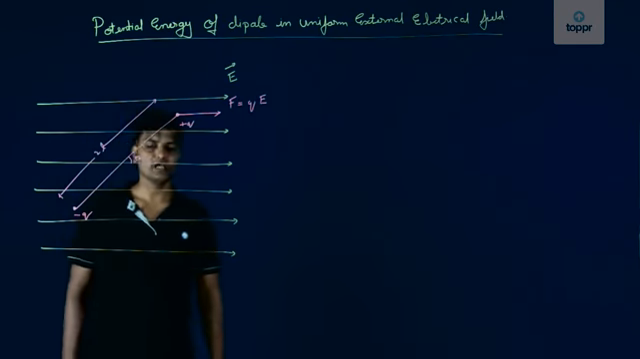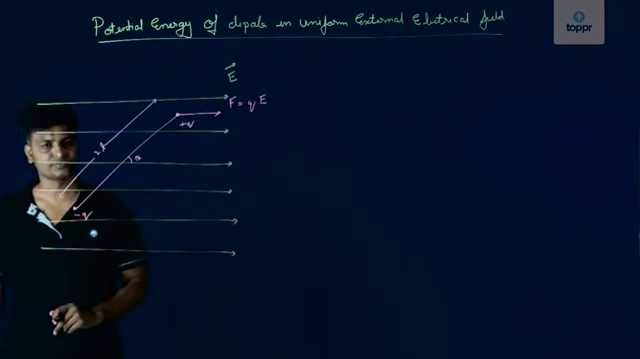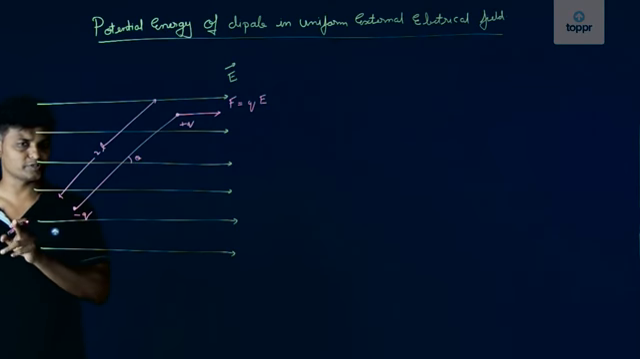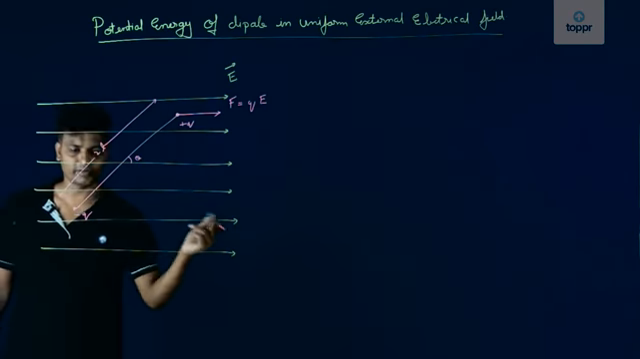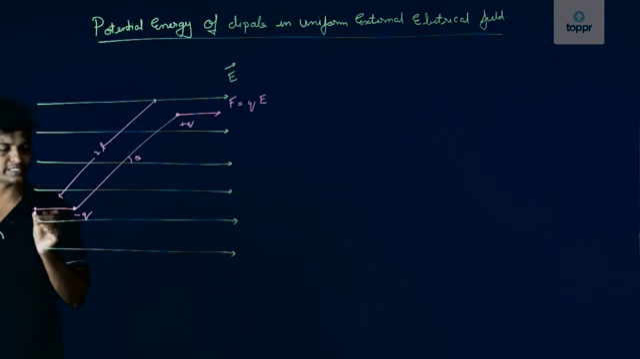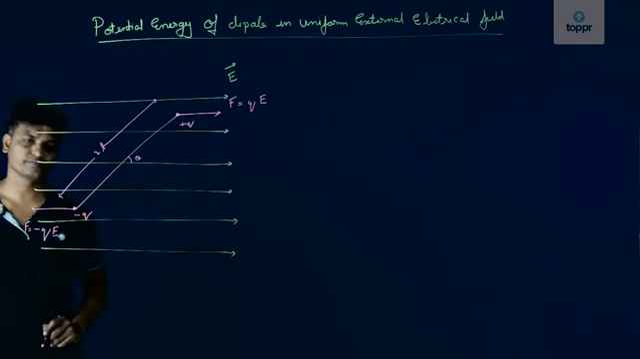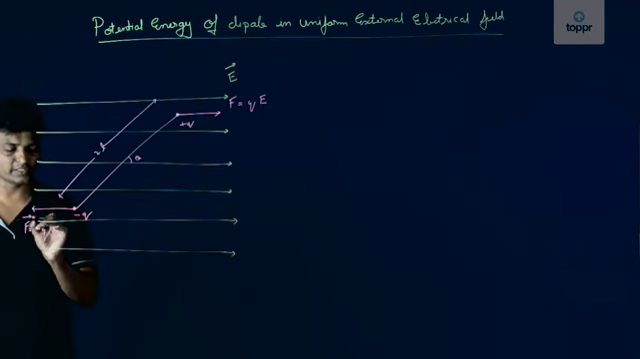Okay. What about this charge? The minus Q charge will get attracted towards positive and will get repelled from negative. So this is the direction of the force which is acting on the minus Q charge. So this is F is equal to, what is the charge? Minus Q into E, right?